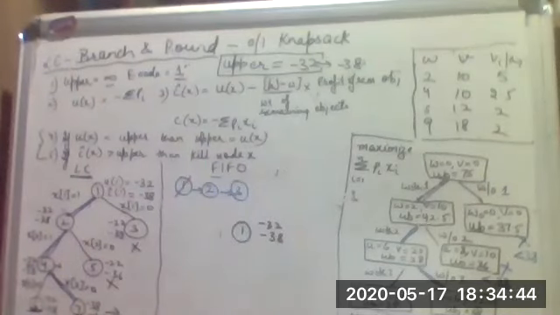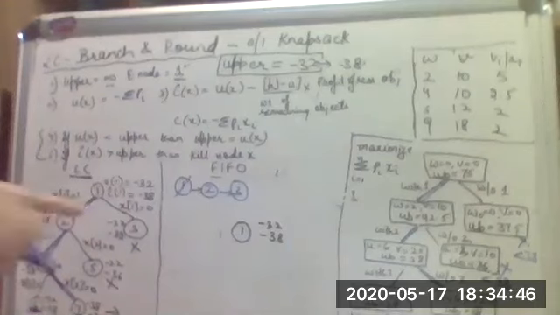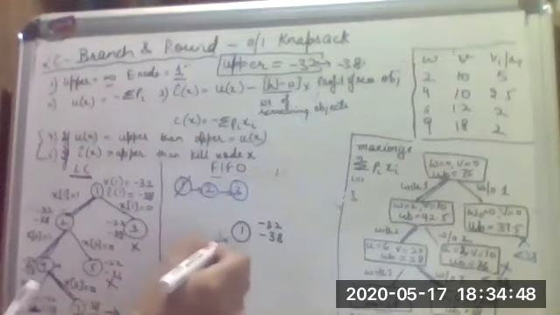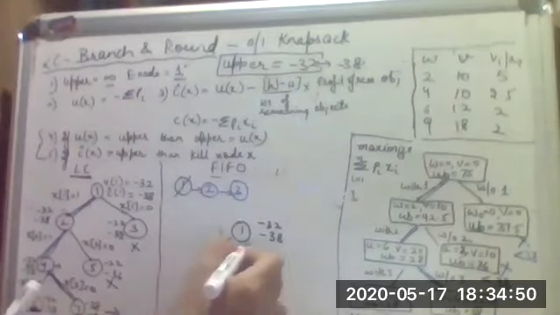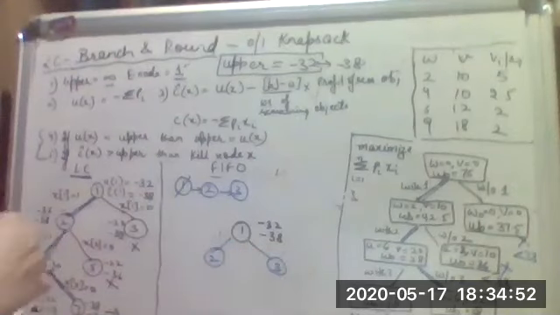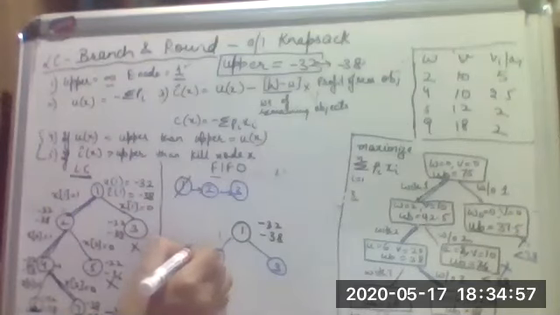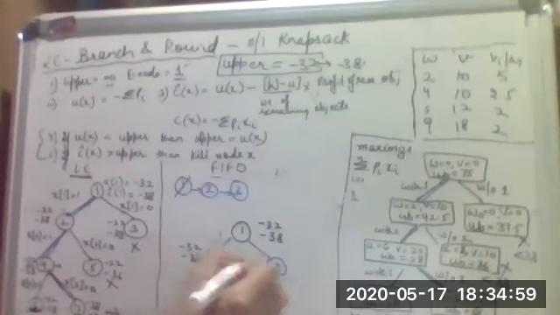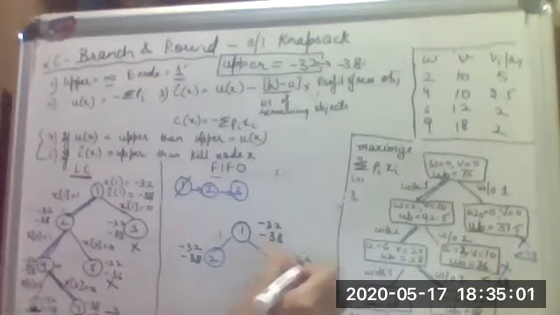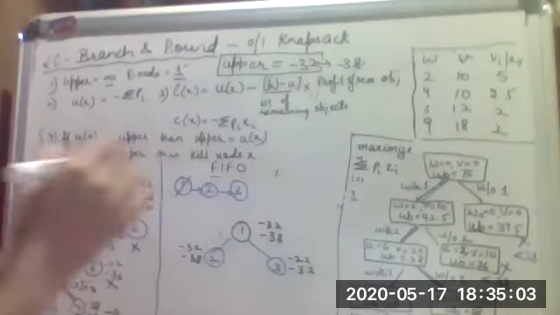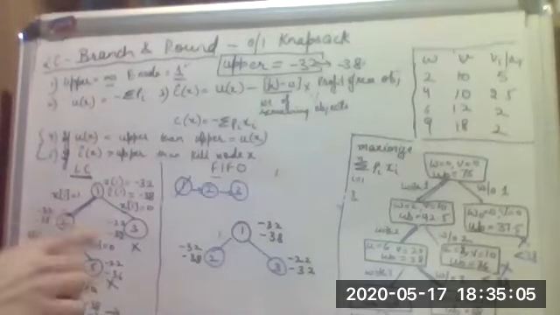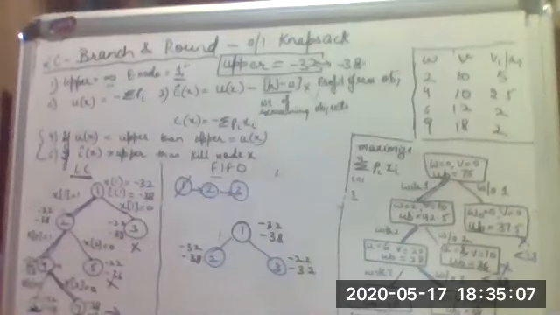Fine. Now, when it has generated 2 and 3, it is going to put here 2, it is going to put here 3, and as we have calculated earlier, we have minus 32 value, minus 38 value, minus 22 value, and minus 32 value. Yes, exactly the same way it does the calculation as we have done earlier.